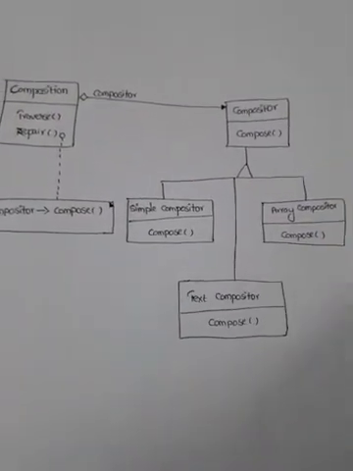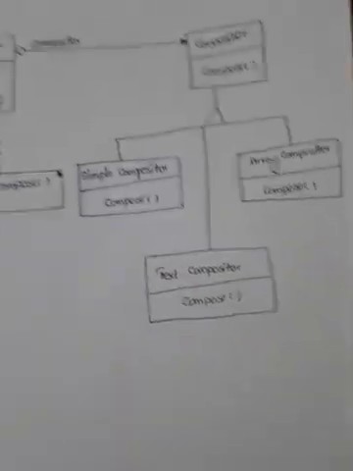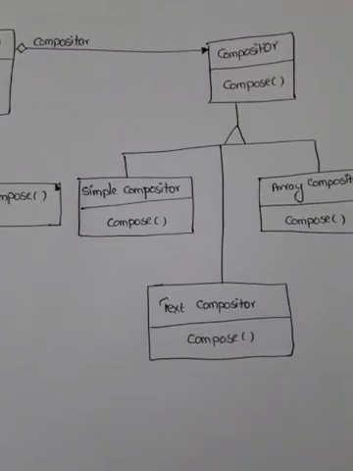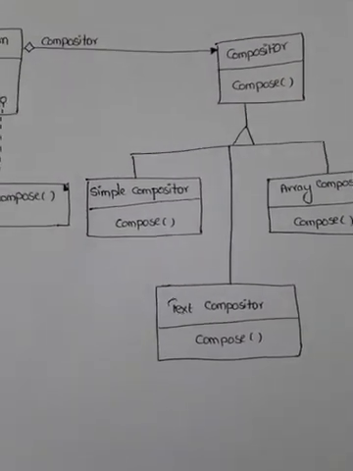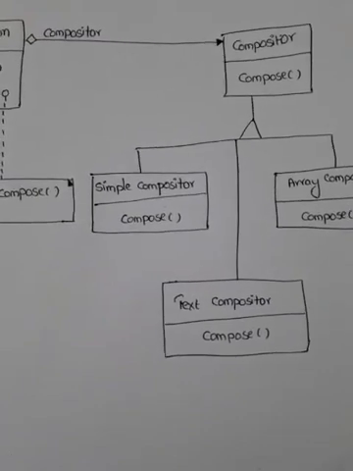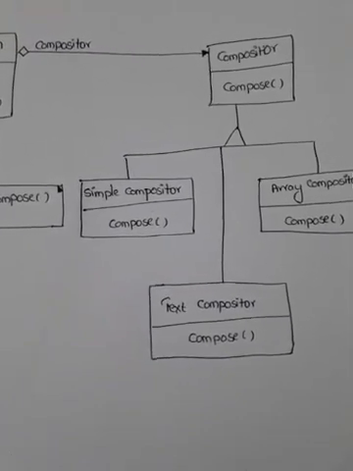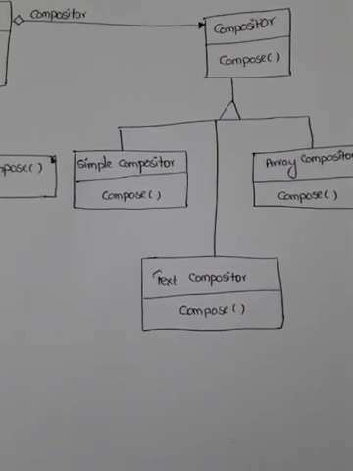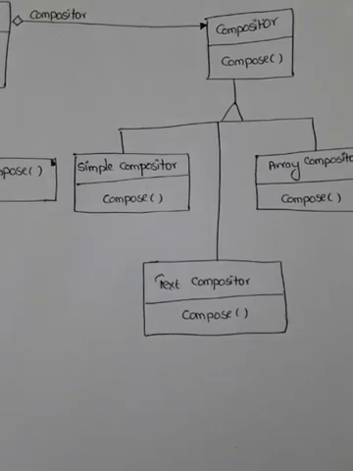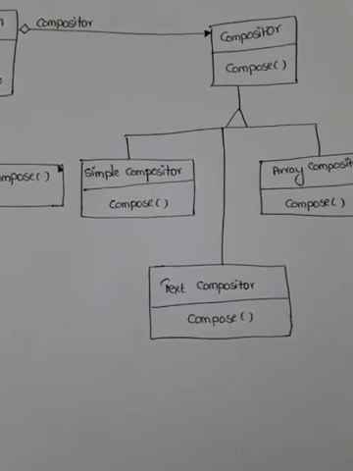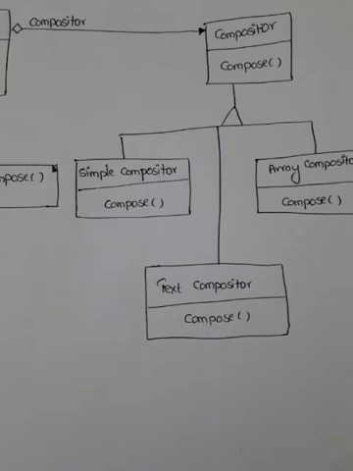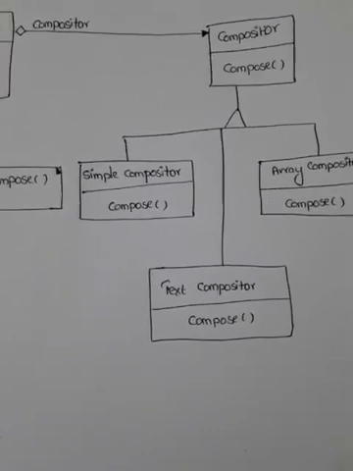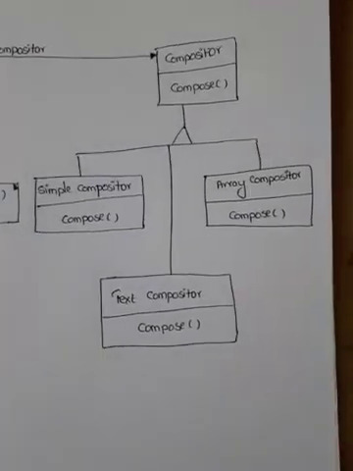In this simple compositor, it implements a simple strategy that determines line breaks one at a time. Coming to this text compositor, it implements the text algorithm for finding line breaks. These strategies optimize line breaks globally, whereas the simple compositor works one paragraph at a time. And coming to the next one, array compositor.